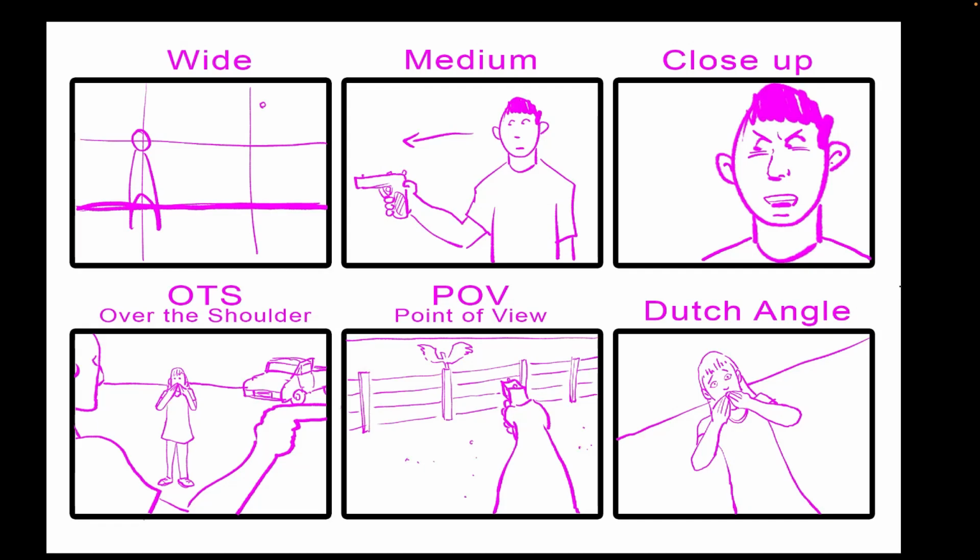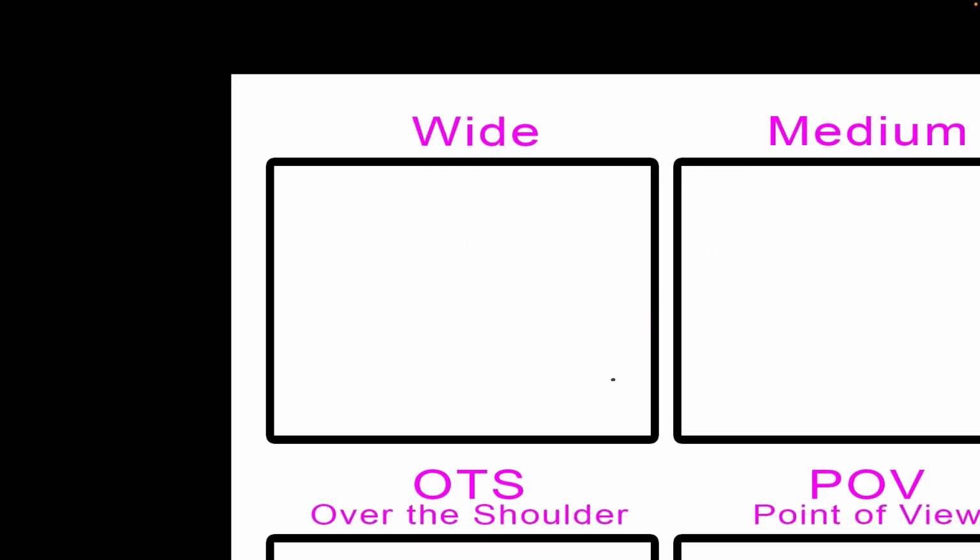In this video, we're going to go over 6 essential shots every storyboard artist must know. The first shot we're going to work on is the wide shot. The wide shot is usually the first shot you see in a scene to establish where the location of the story is going to be.